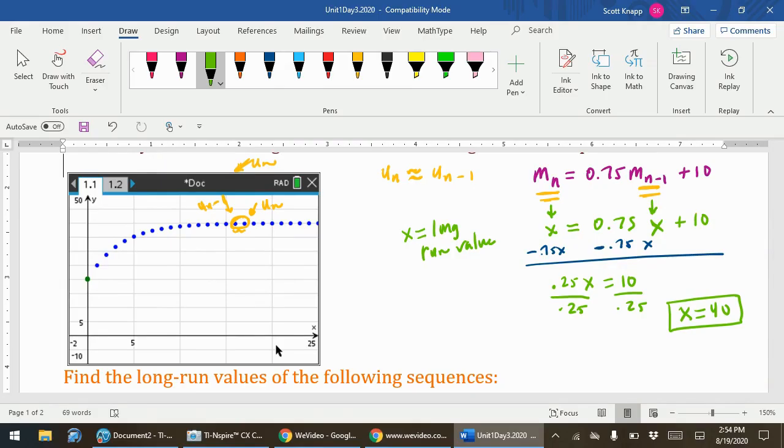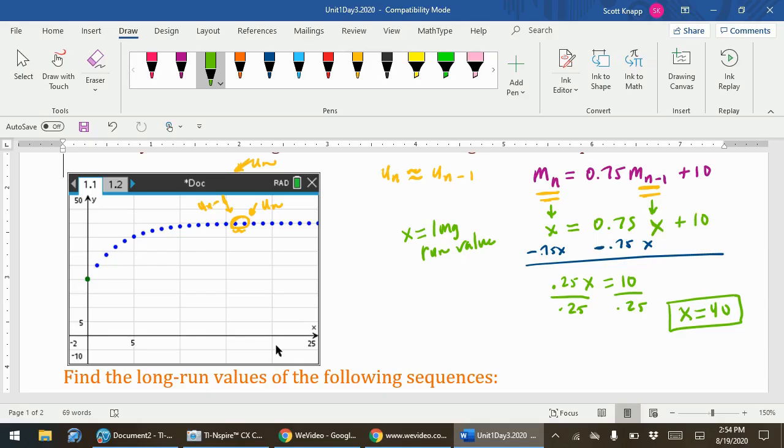So I think this will be a much quicker way for us, as well as having some algebraic background to it that makes sense to us. Like we said, if you look at consecutive terms, they are approximately equal. In the recursive formula, we always have consecutive terms, so if we called them both the same thing, that allowed us to solve for the long run value.